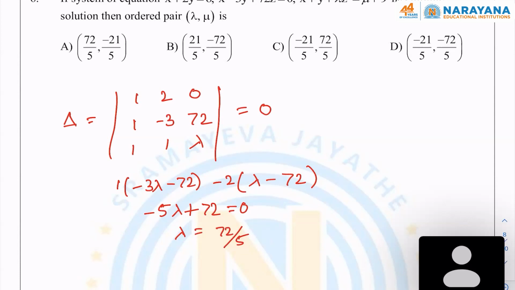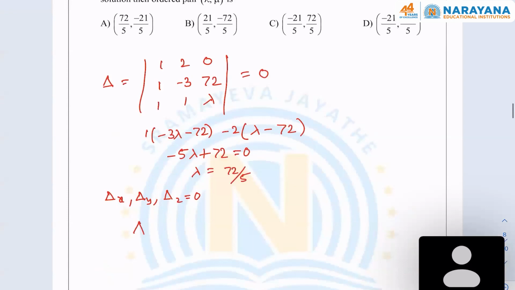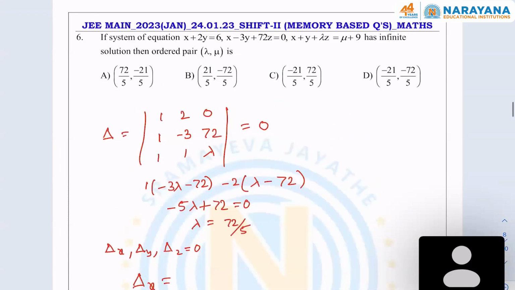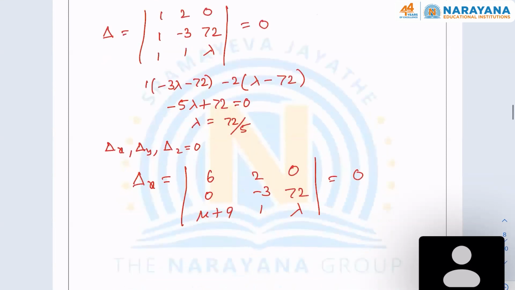infinite solutions, delta should be equal to 0, even delta x, delta y, delta z all should be equal to 0. So here I will find the value of delta x. Delta x means here I have to replace this first column 1 1 1 with 6 0 and mu plus 9. So delta x will be equal to 6 0 mu plus 9 2 minus 3 1 0 72 lambda. I'll find the delta of this, it should be equal to 0.